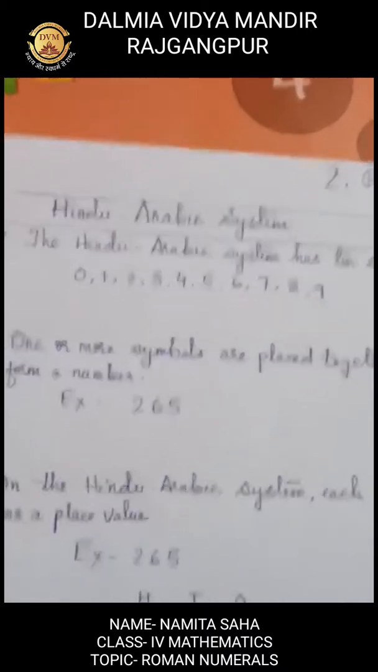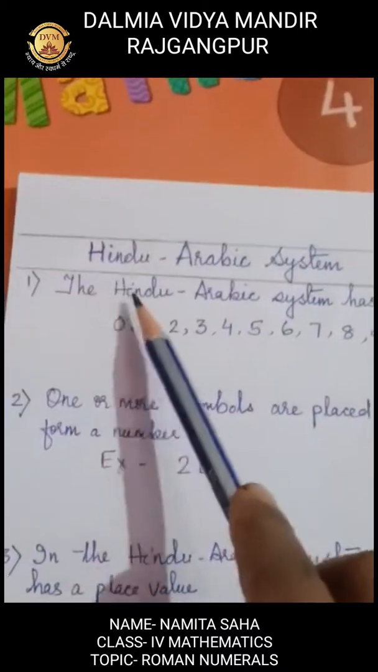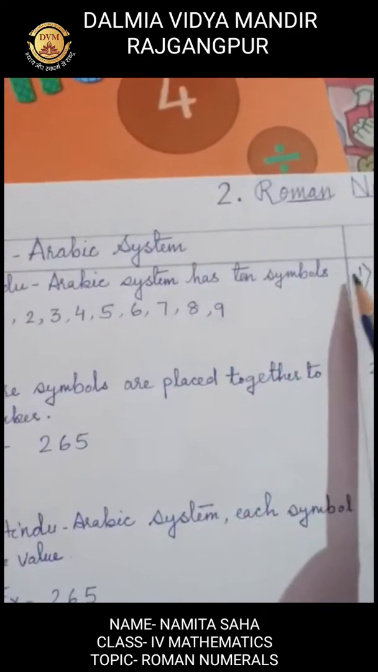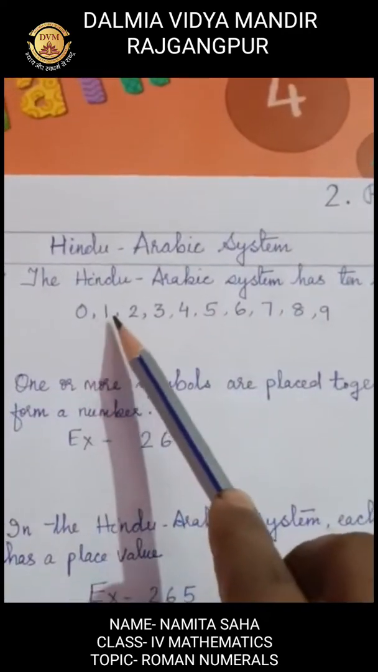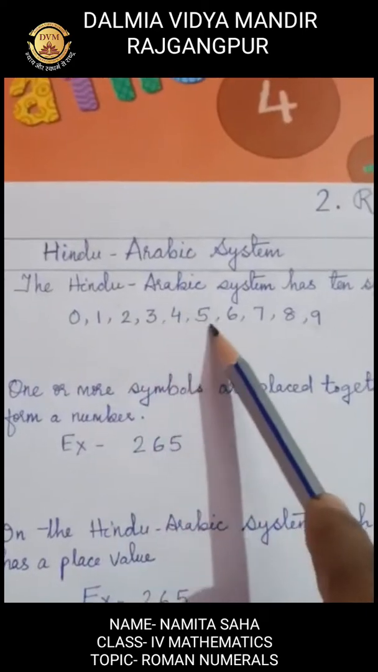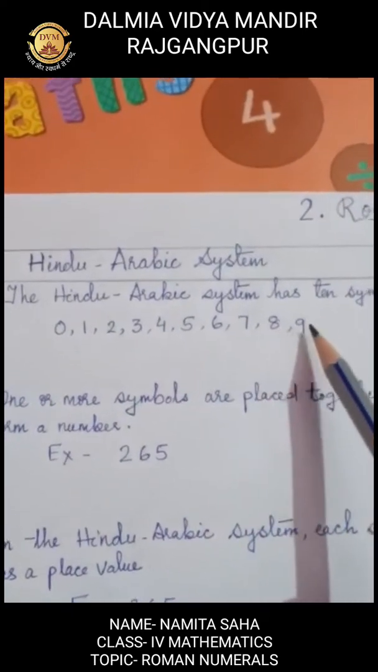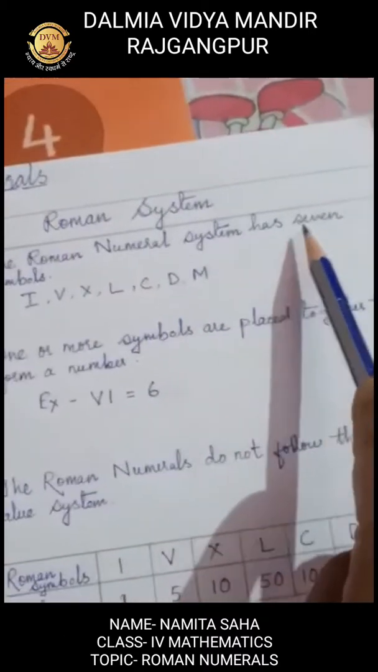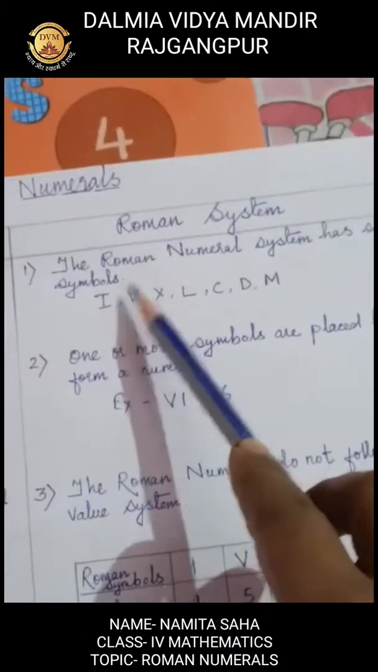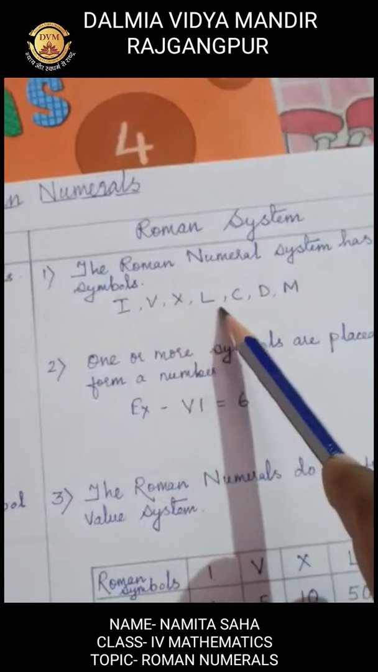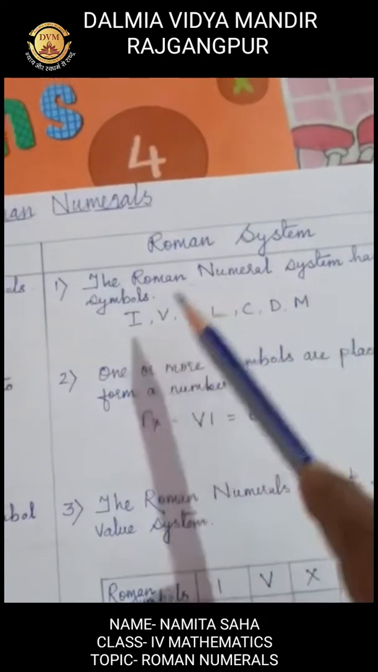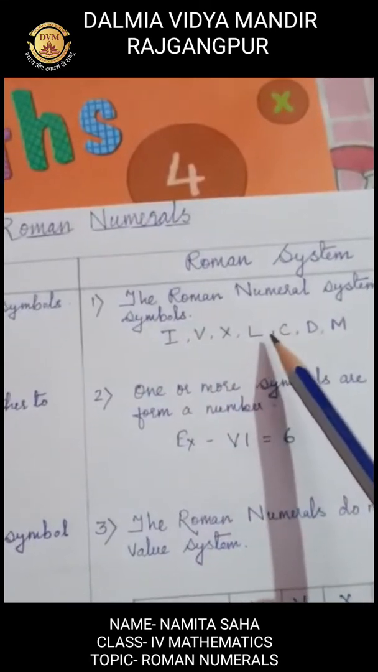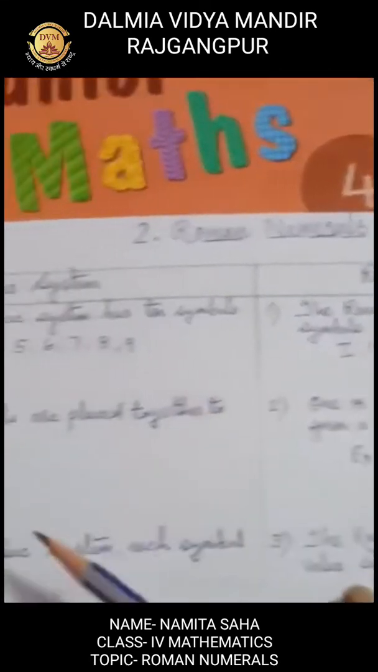The Hindu-Arabic system has 10 symbols for numbers, and they are 0, 1, 2, 3, 4, 5, 6, 7, 8 and 9. The Roman numeral system has 7 symbols, and they are I, V, X, L, C, D and M. And children, you can see here the symbols are in capital letters.